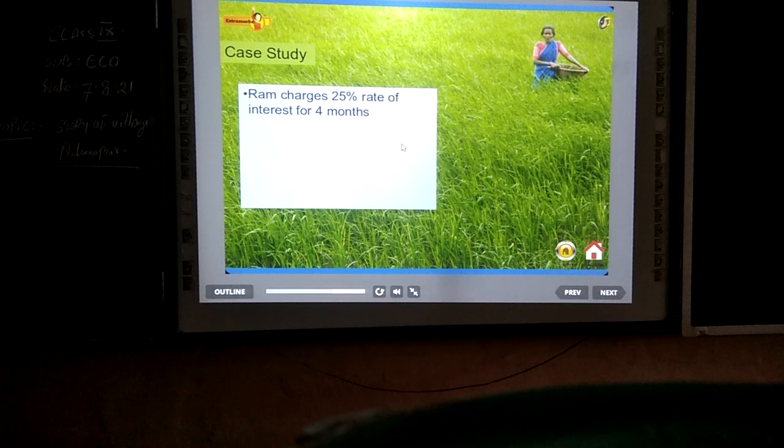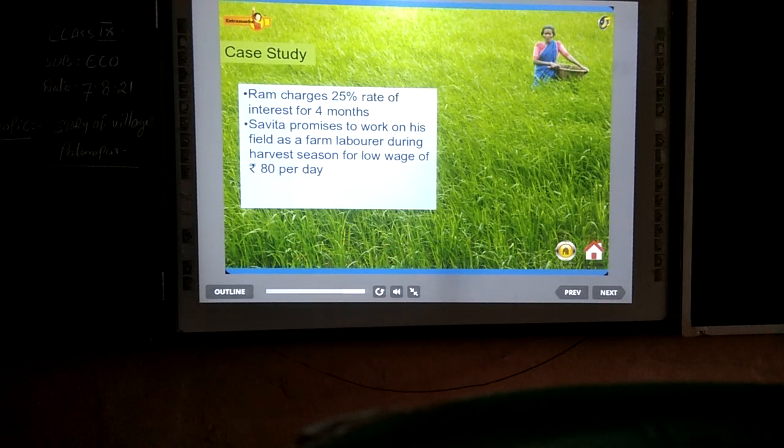Ram charges 25% rate of interest for 4 months. Sarita promises to work on his field as a farm laborer during harvest season for a low wage of 80 per day. She has to work on her own field as well as manage the household.